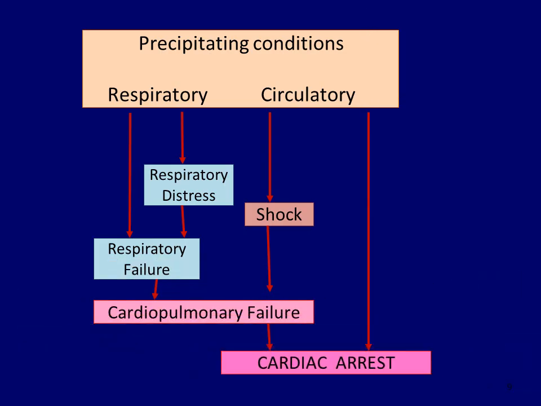This slide shows how an illness or precipitating condition affects children. If it is severe, the endpoint will be either respiratory or circulatory compromise. For respiratory, children can go into respiratory distress or respiratory failure, or they go into shock, which will then lead to cardiopulmonary failure. In the end, this will result in cardiac arrest or death.